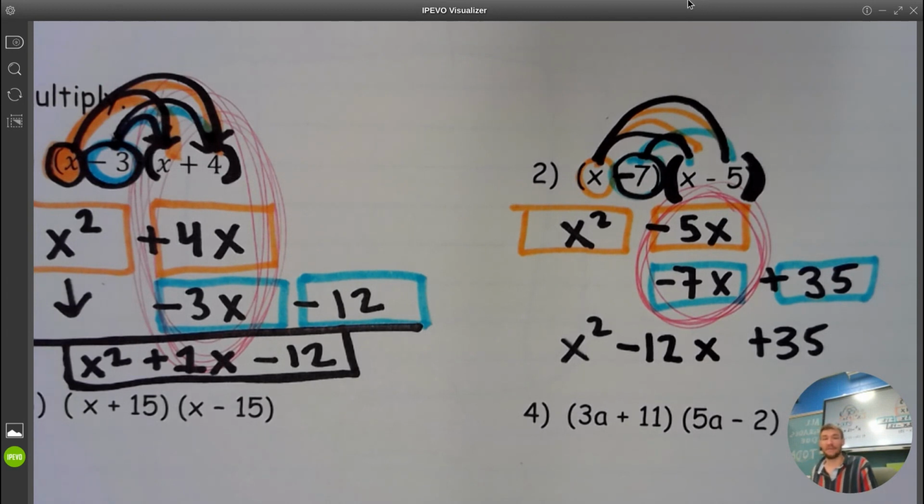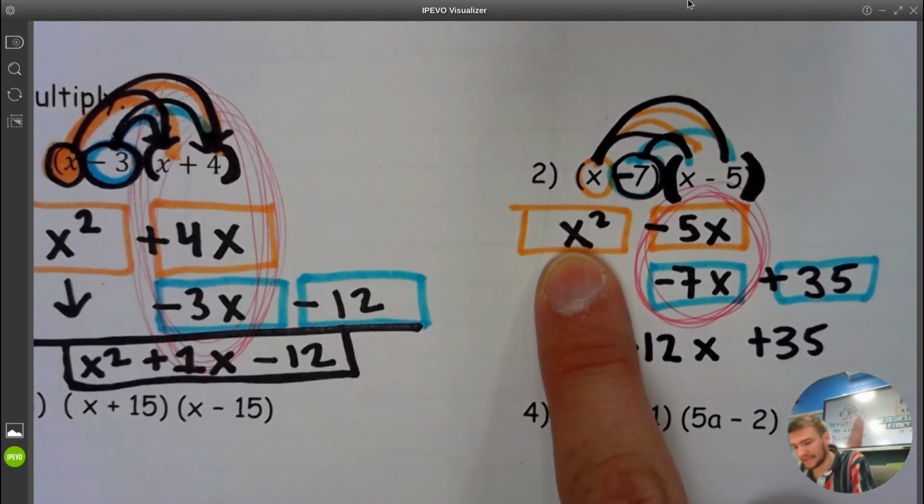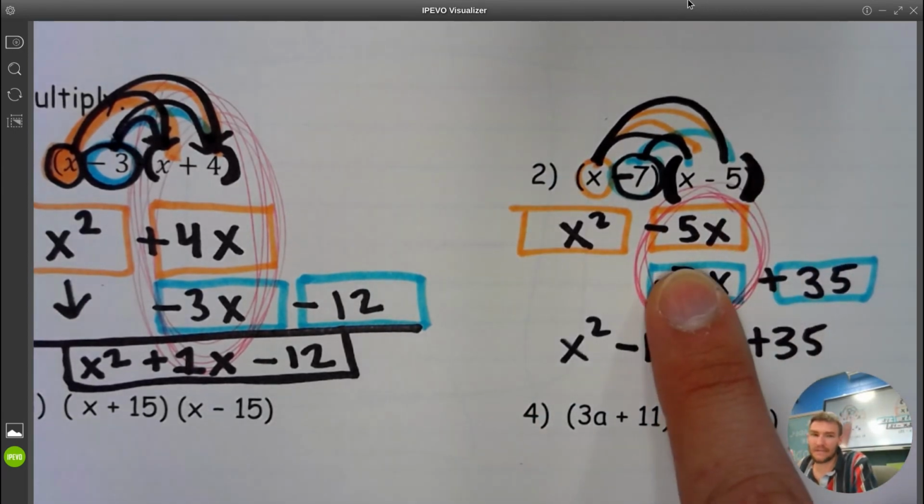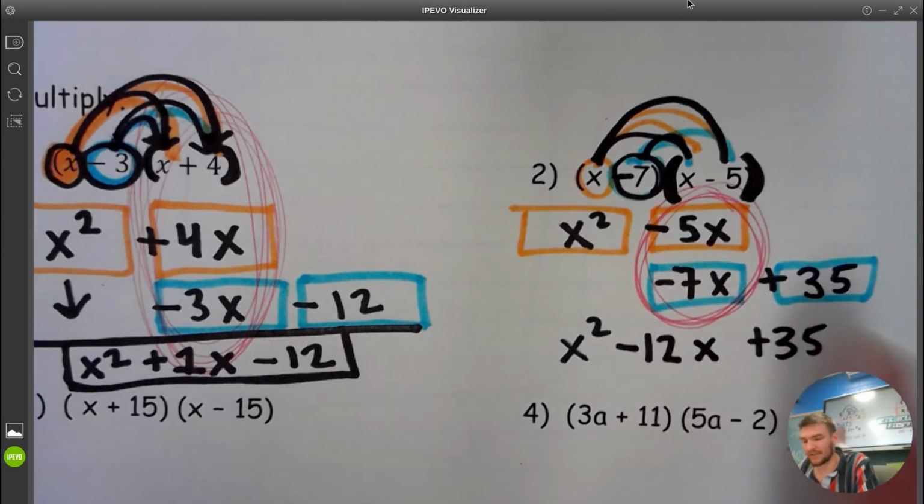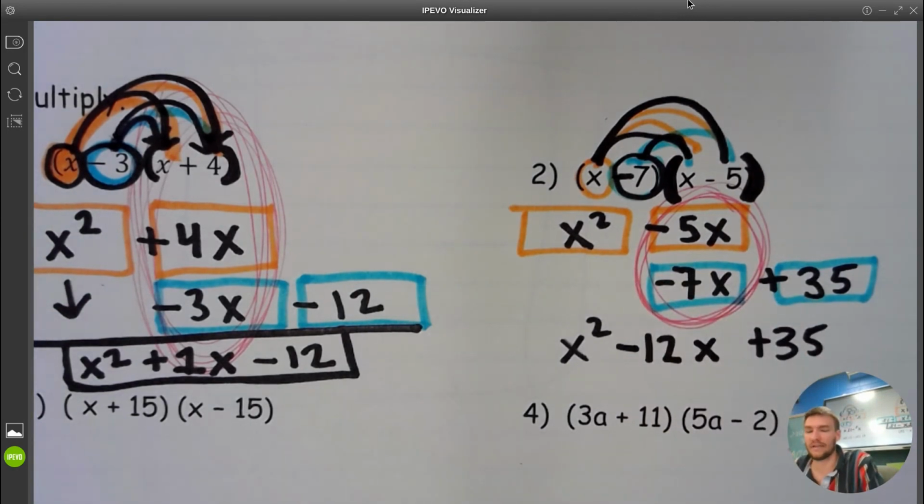It didn't take us very long. We don't have to do a lot of math. X times x is x squared. X times negative 5, negative 5x. That doesn't take a calculator. There's not a whole lot of reason to use a calculator.